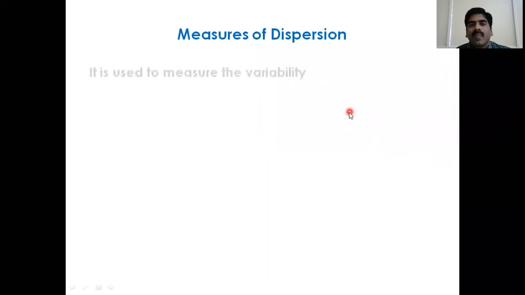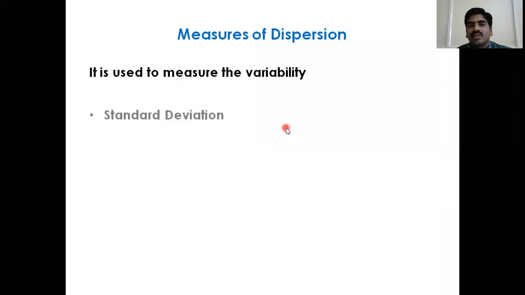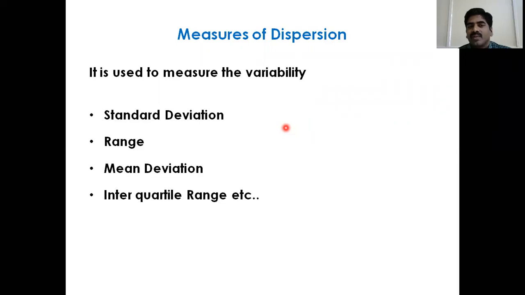Here, measures of dispersion, which are used to measure the variability. Different techniques are there: standard deviation, range, mean deviation, and interquartile range. Remember, if data contains outliers, then you can apply the interquartile range. Our ideal measure of dispersion is standard deviation. The majority of the rules are satisfied by the standard deviation, so this is the best measure of dispersion.